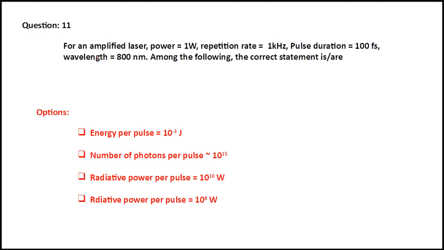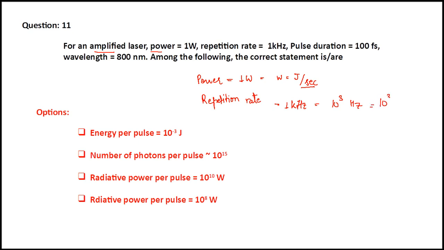Anyway, we have to solve this question. For an amplified laser, the power is taken to be 1 watt, which is joule per second. It would be better if we solve this entire question in this unit, because it will be easier. The repetition rate of each pulse is 1 kilohertz, or in terms of hertz, it is 10 to the power 3 hertz, right?